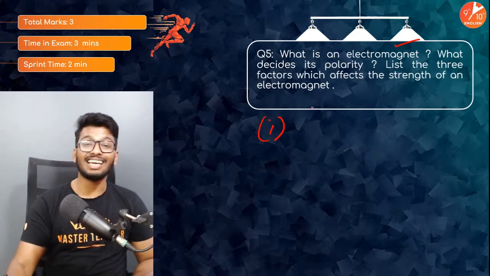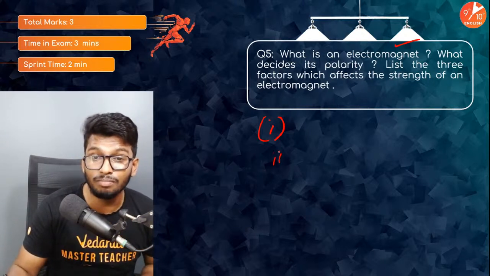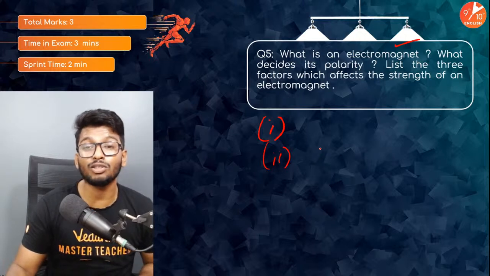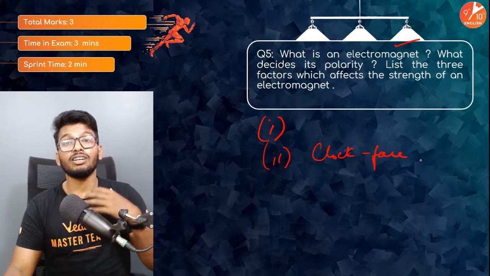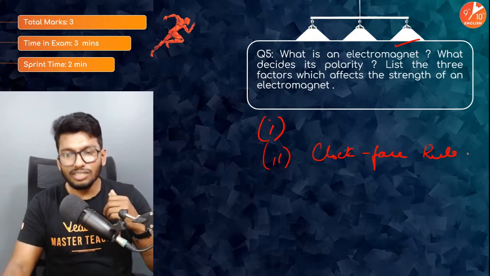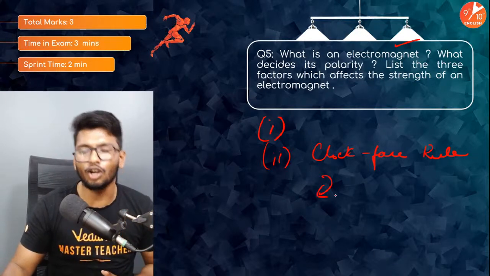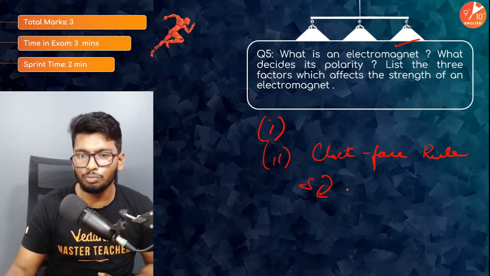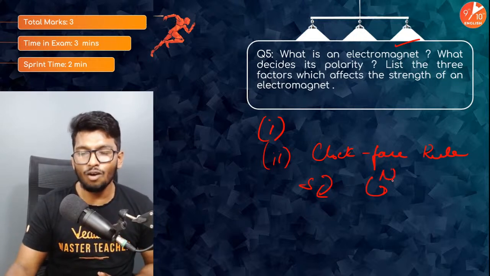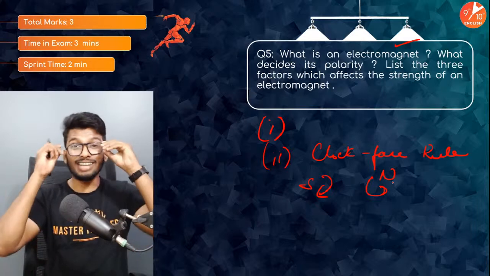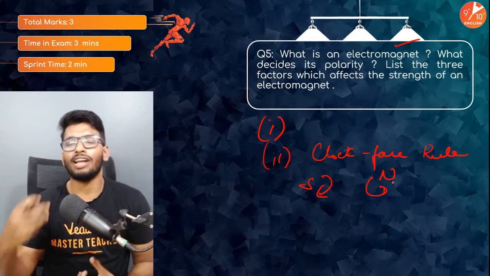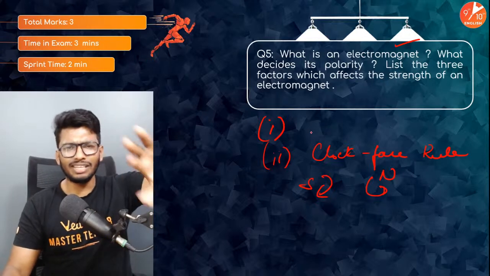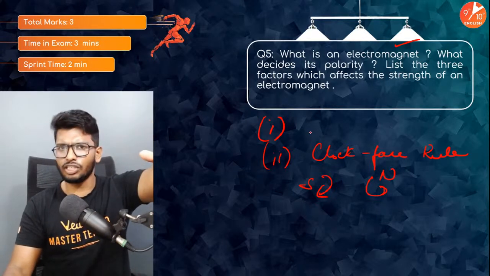Exactly, guys. You have to always mention this part. It's nothing but the clock face rule, or you can say it is nothing but the direction of current. So what does it say? If current is going in clockwise direction, then that is the south pole, and if current is going in anti-clockwise direction, that is the north pole. So direction of current is what you require in order to find out the polarity of the magnet. That would basically give you 2 marks. So far 2 marks you have achieved.